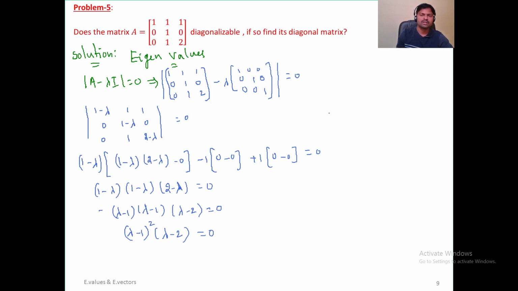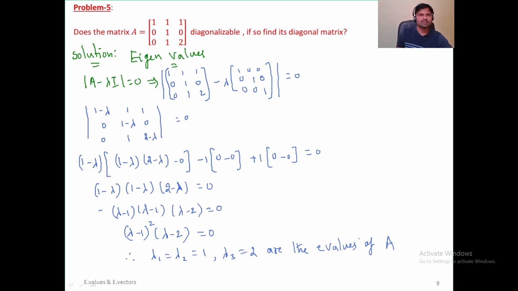Then for each and every eigenvalue we want the algebraic multiplicity as well as the geometric multiplicity. Therefore what are the eigenvalues? Therefore lambda 1 is equal to lambda 2 is equal to 1, lambda 3 is equal to 2, are the eigenvalues of the given matrix A.